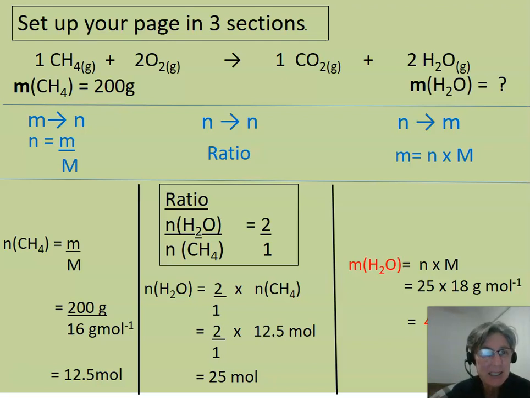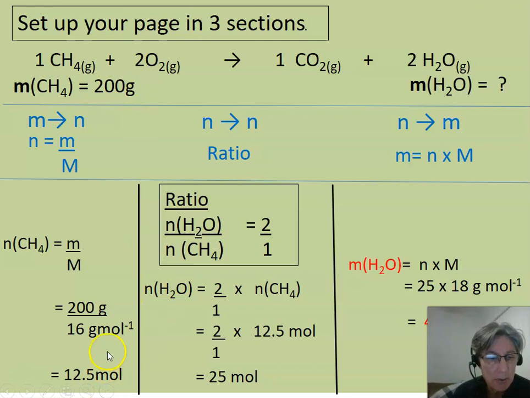So go from the mass of the chemical that you've got information about, or whatever information you've got, turn that into the number of moles, and then once you've got the number of moles of one thing, you can find the number of moles of anything else. So if we knew that we had 12.5 mole of methane, we can see it's a 1-to-1. You would make 12.5 grams of carbon dioxide. And if this is a 1-to-2, you would need 25 grams, 25 mole.